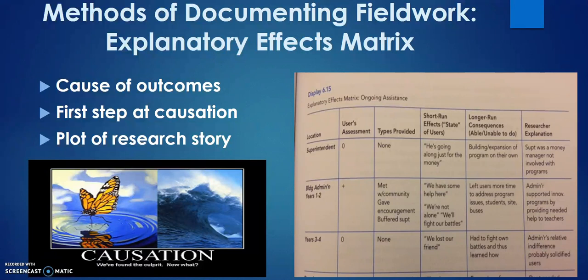Finally, method 6 is the explanatory effects matrix. This method is used as a tool to help answer the cause of certain outcomes. It is the first exploratory step at causation. The data from the explanatory effects matrix is useful for helping to create the plot or overall structure of the research story.